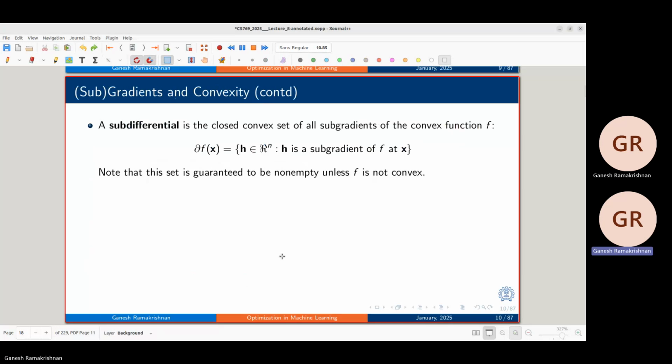Okay. So this gets us to the next description. I'll erase the right side of the board. And let's try and look at subgradients and convexity a little bit more in detail. I'll erase this part.